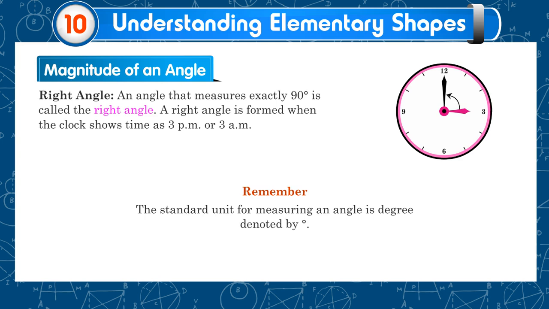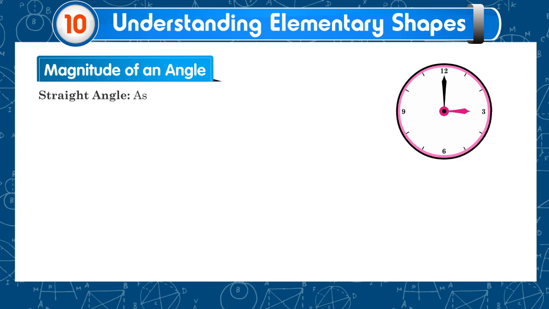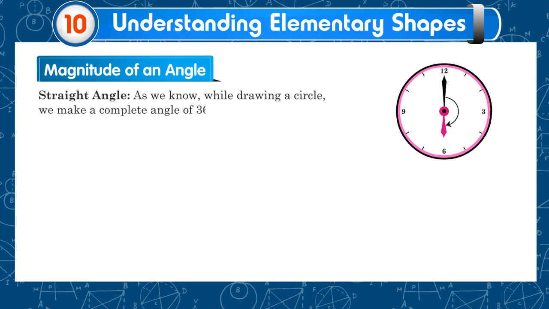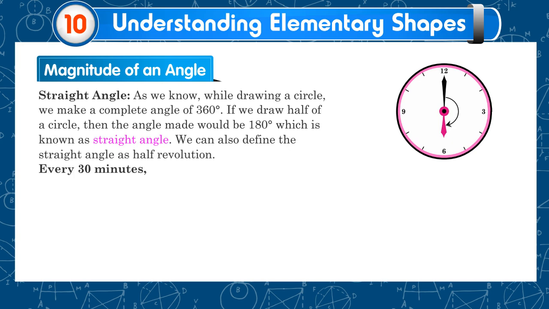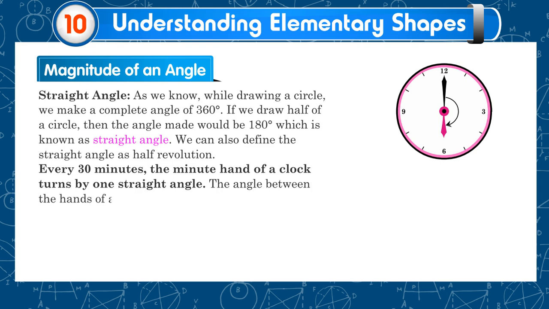Straight angle. As we know, while drawing a circle, we make a complete angle of 360 degrees. If we draw half a circle, then the angle made would be 180 degrees, which is known as straight angle. We can also define the straight angle as half revolution. Every 30 minutes, the minute hand of a clock turns by one straight angle. The angle between the hands of a clock at 6 a.m. or 6 p.m. is straight angle. Straight angle is of 180 degrees.